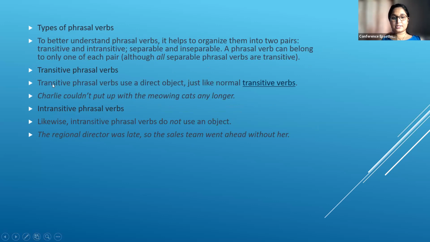So what is transitive? Transitive phrasal verbs use a direct object, just like normal transitive verbs. Transitive verbs were also discussed in the class. Transitive verbs are those verbs which have a direct object. Suppose, Charlie couldn't put up with the mewing cats any longer. So here, what is the phrasal verb, students? In this sentence, Charlie couldn't put up with the mewing cats any longer. What is the phrasal verb here?